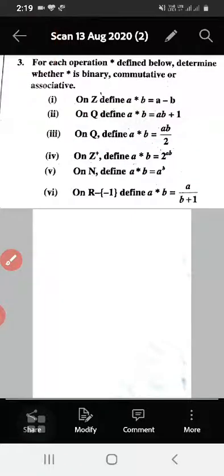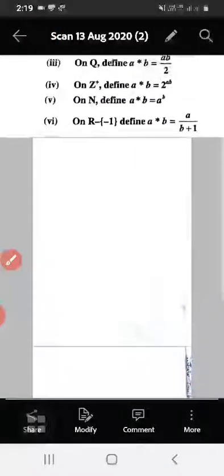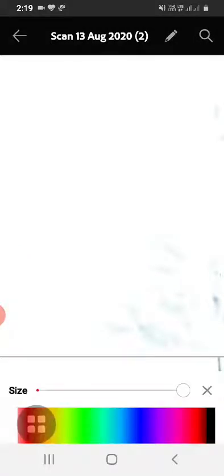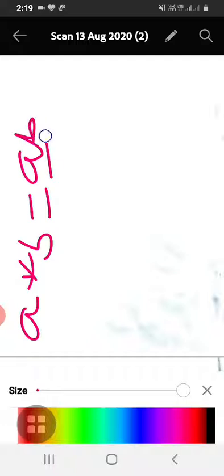So what is given in the problem here? So let us take the page here. A star b is equal to ab by 2. So this is asked 2 or 3 times in the annual examination. So given a star b is equal to ab divided by 2. So here the set of rational numbers Q is given.